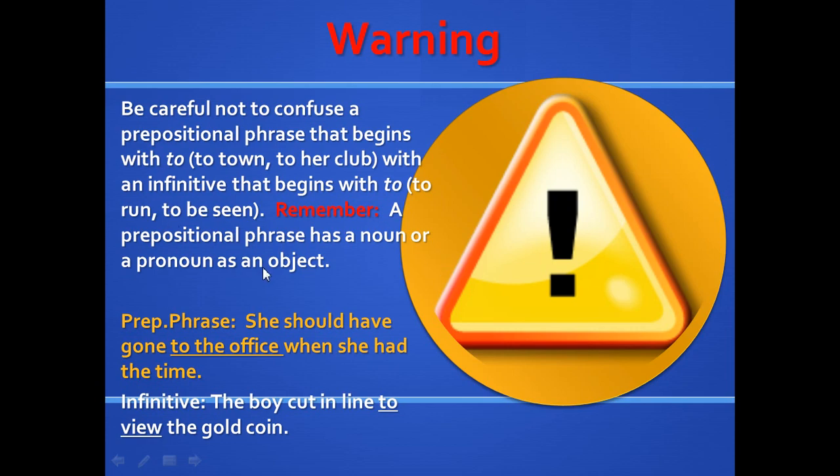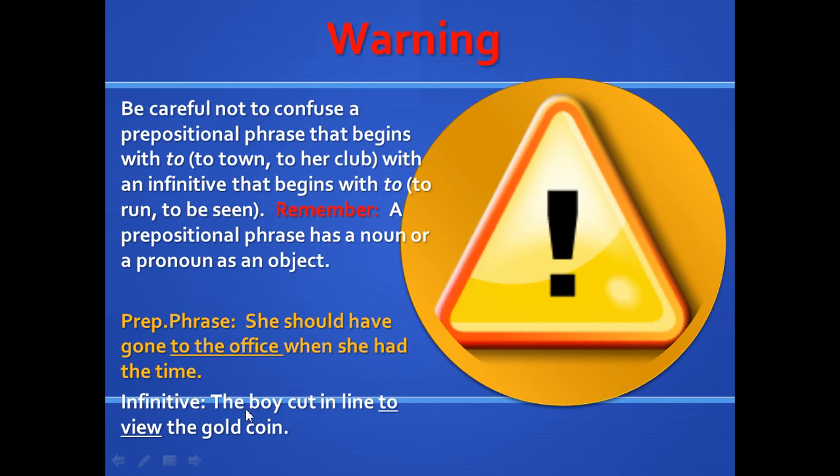Remember, a prepositional phrase has a noun or a pronoun as an object. An example for the prepositional phrase: she should have gone to the office when she had the time. The prepositional phrase that we have here is to the office. Where is the preposition? To. Where is the object of the preposition? Office. The object here is office. This is the prepositional phrase.